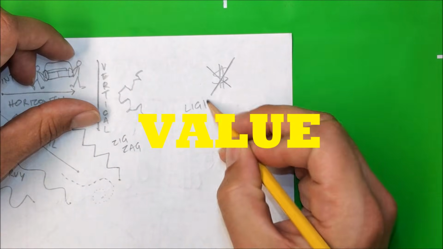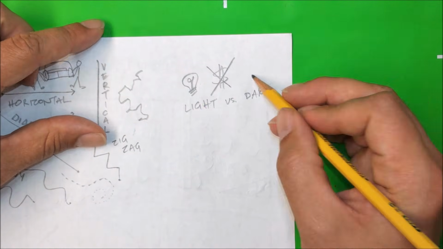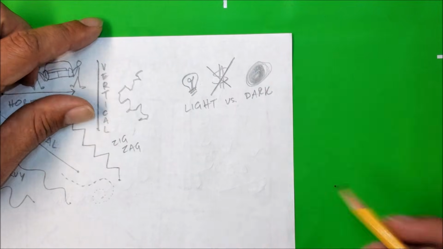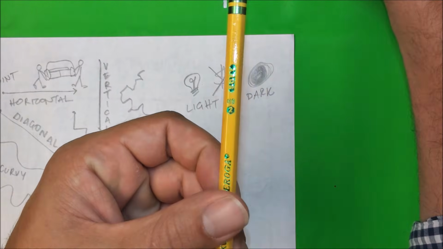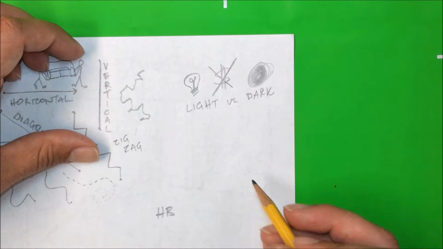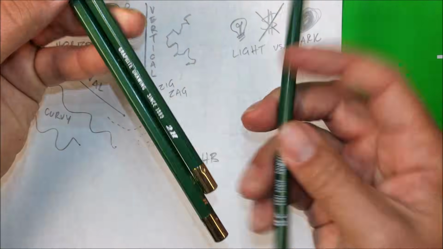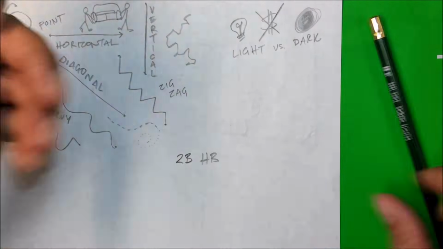Next, we're going to talk about value. Value is not money, it is the lightness or darkness of an object. And to create that, we have to use different tools. This pencil is an HB pencil. It's about middle hardness or softness for lead. There are different types of drawing pencils with different types of lead.